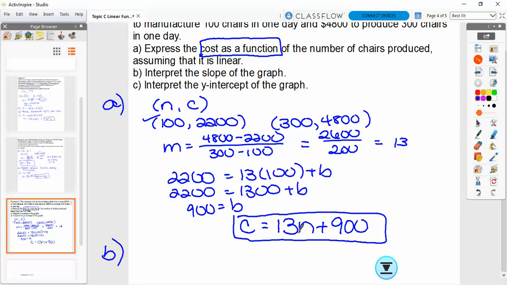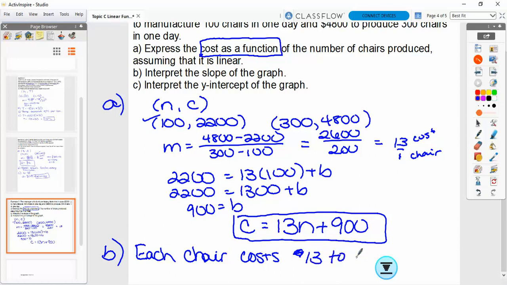Okay, so interpret the slope. So this was like 13 over 1. What did that number represent? The cost for one chair. So each chair costs $13 to produce, or something along those lines.